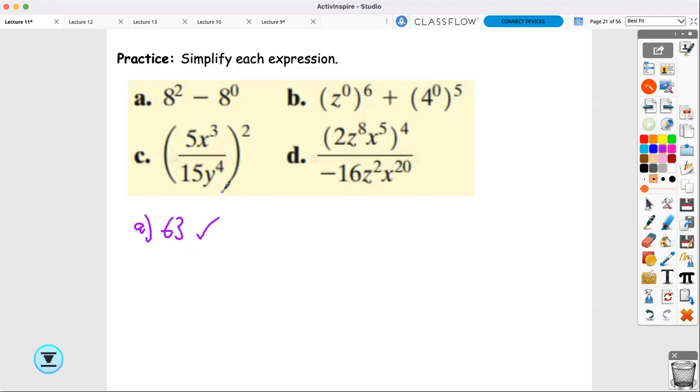What did y'all get for B? We have a handful of twos now, because z to the 0 is 1, right? Then we do 1 to the 6, which is 1, and then 4 to the 0 is 1 to the 5th, which is 1 again. 1 plus 1 does give you 2. Excellent. C and D are about to get real juicy in here, so let's see how you guys did. What did y'all get for C? It is going to be a fraction of an answer.